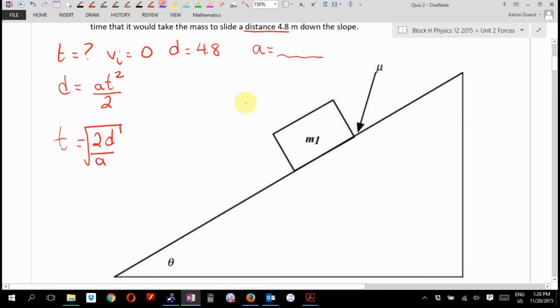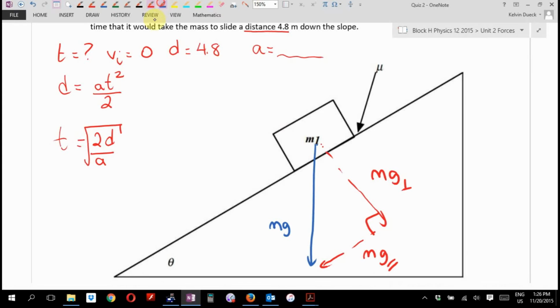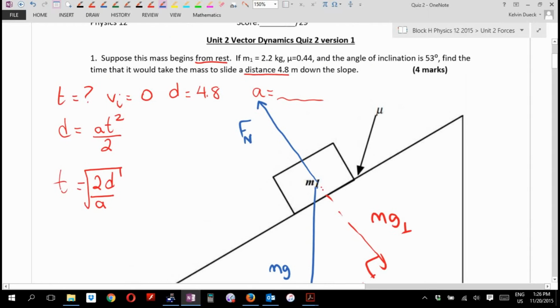Okay. mg, angles. mg perpendicular, so we'll go components, mg parallel. Oh, there's going to be a normal force, same size as mg perpendicular, and then friction. Yep.